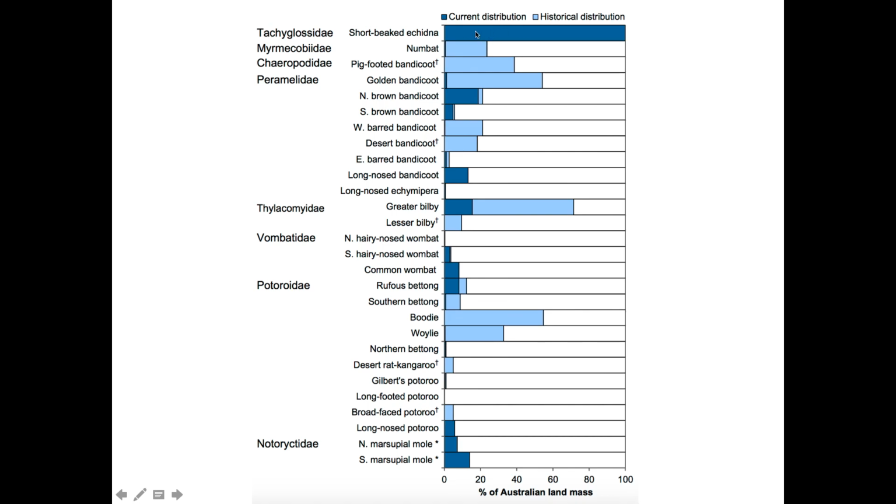So fortunately, the short-beaked echidna is still doing very well, still common throughout the whole of Australia pretty much. In stark contrast to many of the bandicoots, the numbat and the bilbies, booty and the woylie, there's small macropods, potoroos basically. Their distributions have been reduced extensively. So where they did serve this important function, for say the pig-footed bandicoot, the golden bandicoot, there's something like 50% of the land mass, now they're not there at all. So these environments are no longer being dug up in the way they used to be.